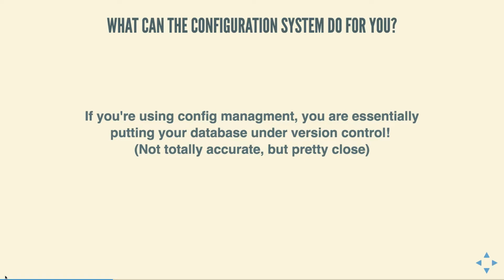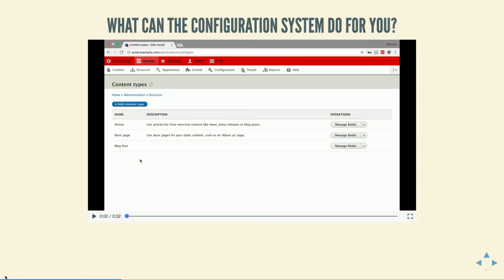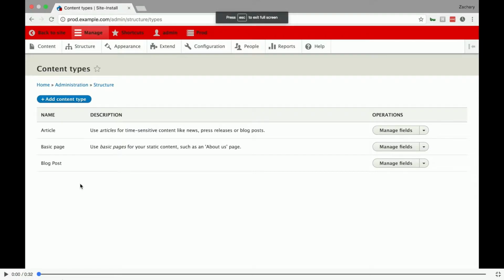So if you're using configuration management, essentially you're putting your database under version control. Not really, but kind of close enough. And just to drive home the fact that you're managing the state and history of your configuration, I can show you what it looks like to roll back a change. So let's say we just moved that blog post content type up to production, but we realized, oh, we weren't ready to do that. So let's roll it back.